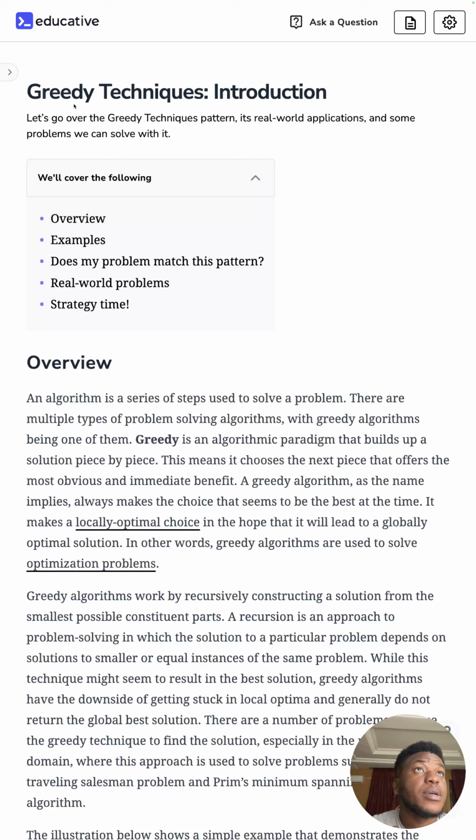All right, it's a new day. We're evaluating and checking out a new pattern called greedy techniques. Look at the pattern, its real world applications, and problems we can solve with it.